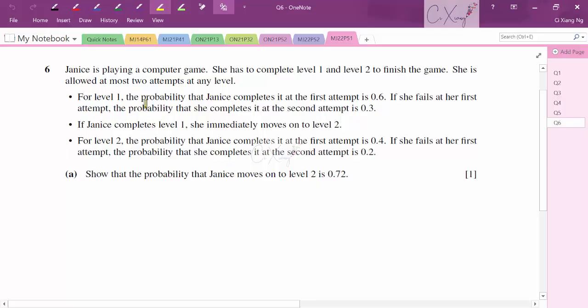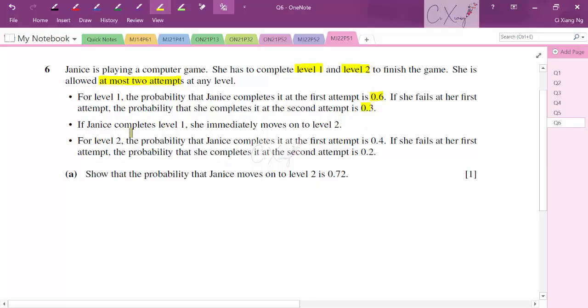Okay, so question number 6. Janice is playing the computer game. She has to complete level 1 and level 2 to finish the game. So there are 2 levels here. She's allowed at most 2 attempts at any level. For level 1, the probability that Janice completes at the first attempt is 0.6. If she failed her first attempt, the probability that she completes the second attempt is 0.3.